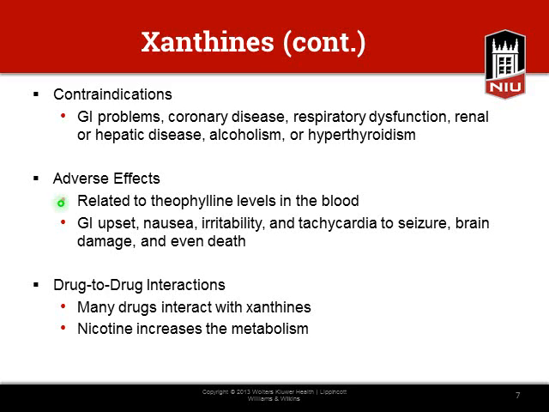So it's related to the levels that we have in the blood. We can see GI upset, anorexia, nausea, vomiting, irritability at some of our higher thresholds. When we're starting to see plasma levels greater than 30 micrograms per milliliter, we can see severe dysrhythmias, such as VFib. We could see seizure, brain damage, and even death.